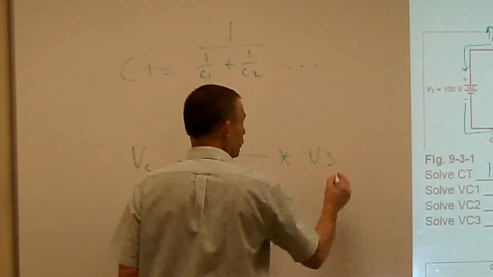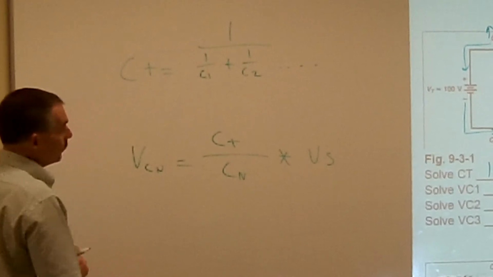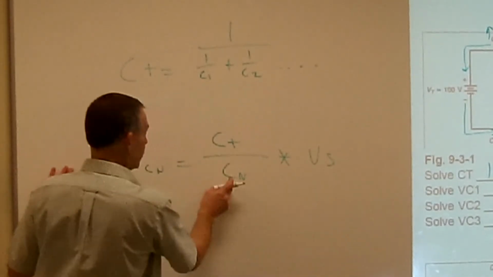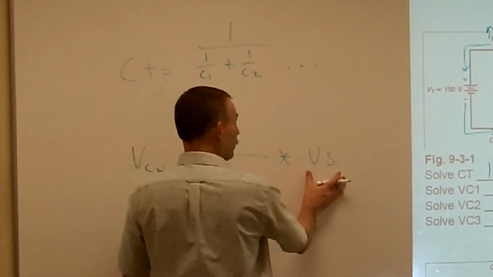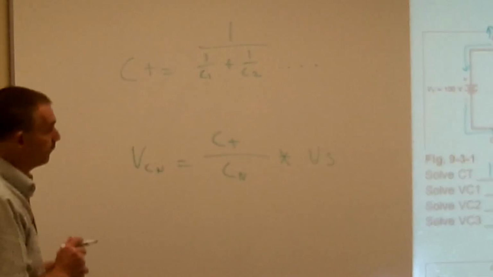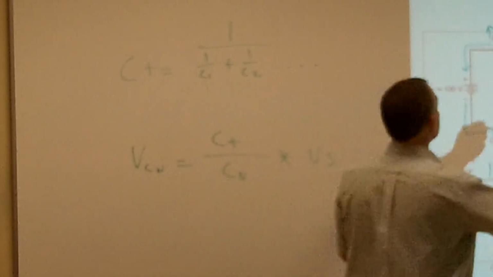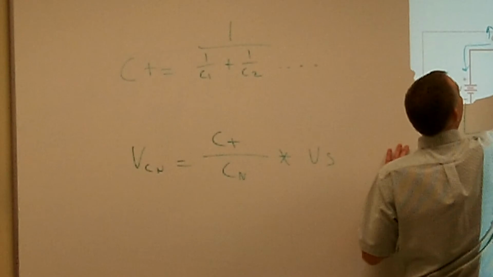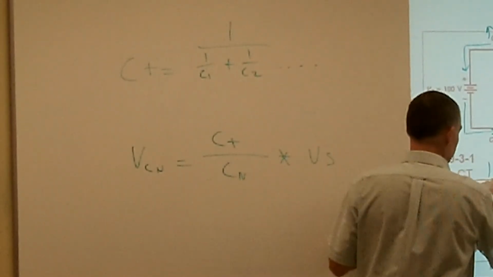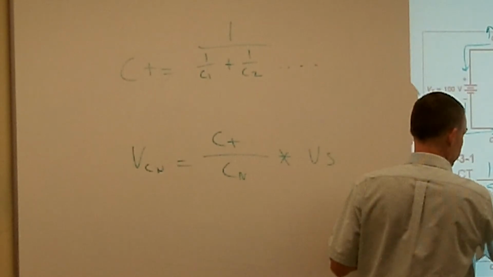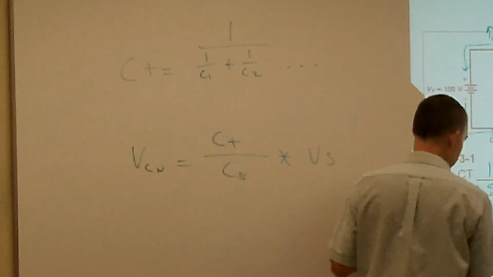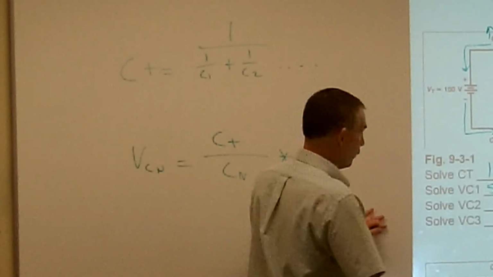multiplied by my voltage source. So we're going to take our total capacitance divided by our 3 microfarads, multiplied by 100 volts, and what do you get for a voltage drop across C1? 50 volts. Okay, so then what do you get for a voltage across C2? 30 volts. And then your voltage across C3, 20 volts.